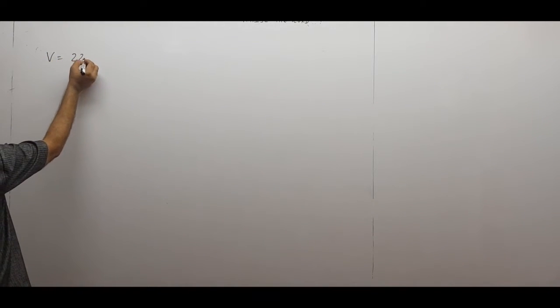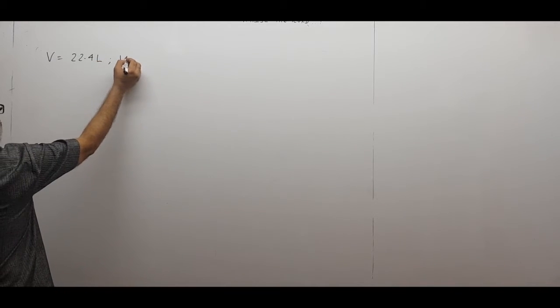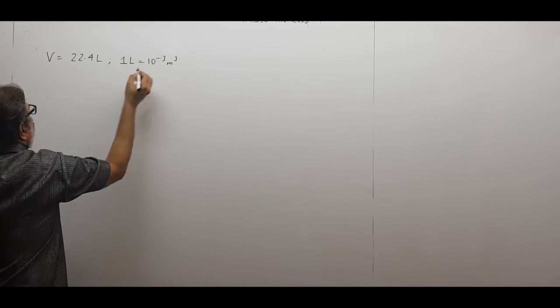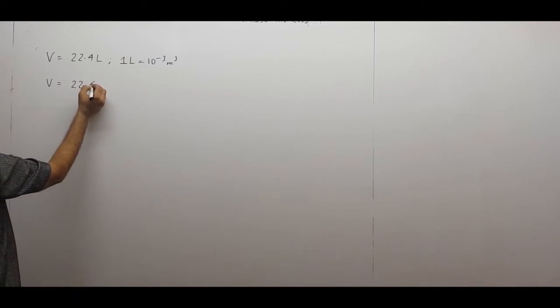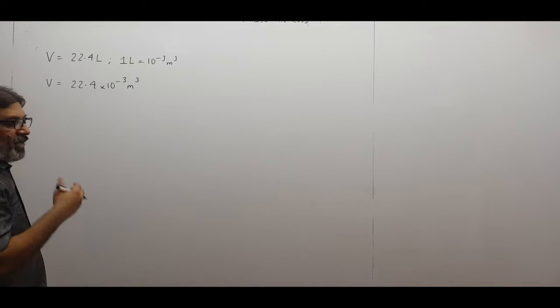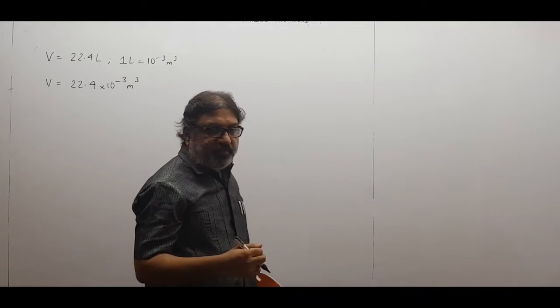What is the ratio of molar volume to the atomic volume of 1 mole of hydrogen? So what is the question, children? He is saying if we have 1 mole of gas at standard temperature and pressure, then 1 mole of any gas will occupy 22.4 liters of volume. And we know 1 liter is 10 raised to minus 3 meter cube. That means volume is 22.4 into 10 raised to minus 3 meter cube. This is the volume occupied by 1 mole of gas at standard temperature and pressure.